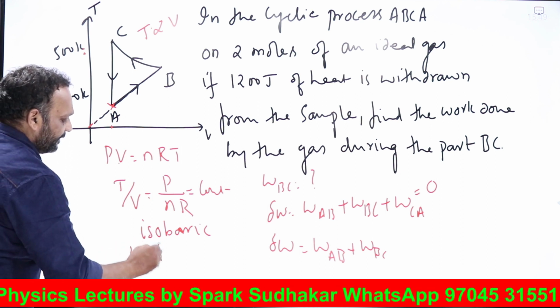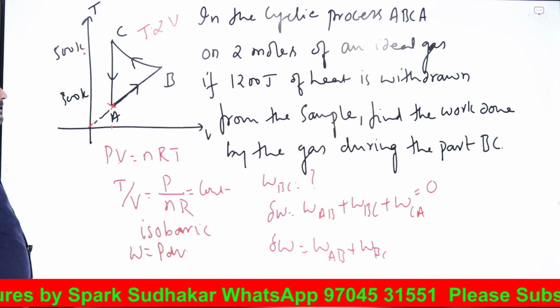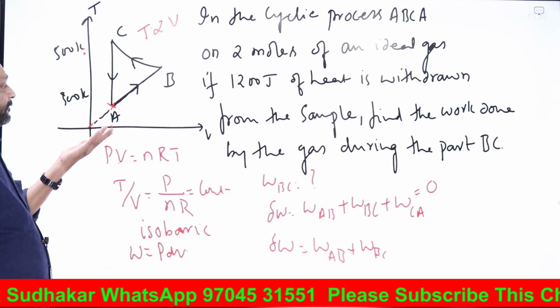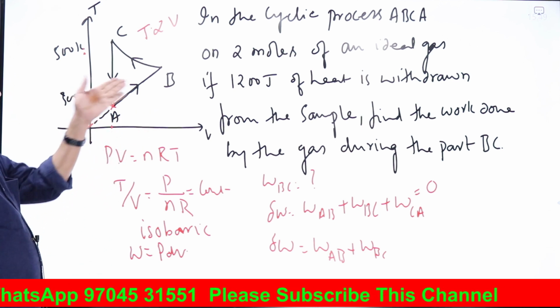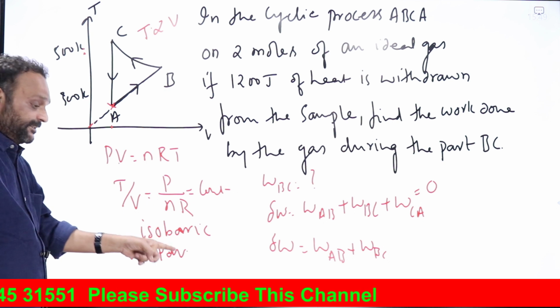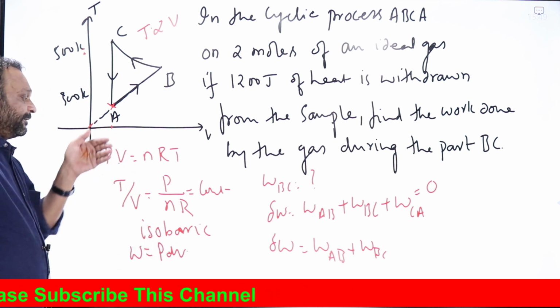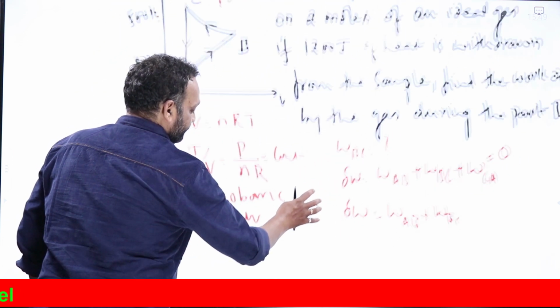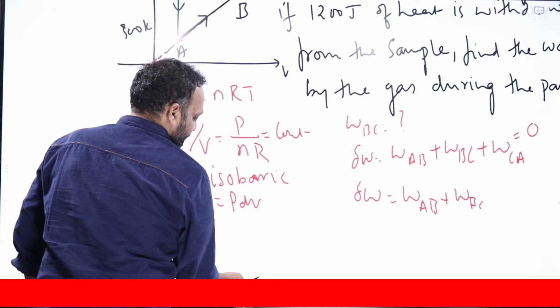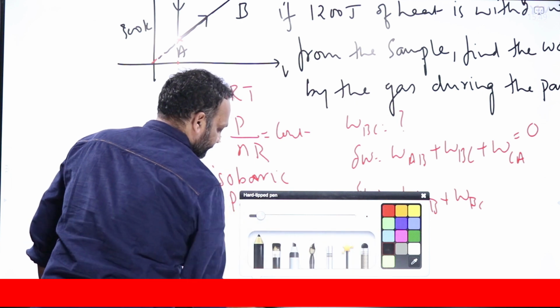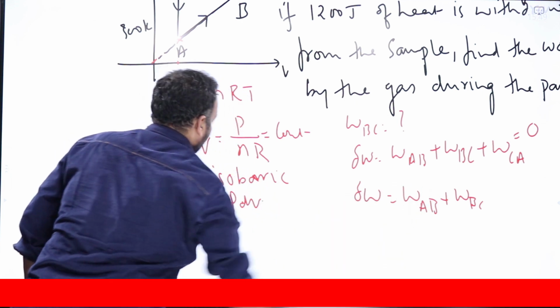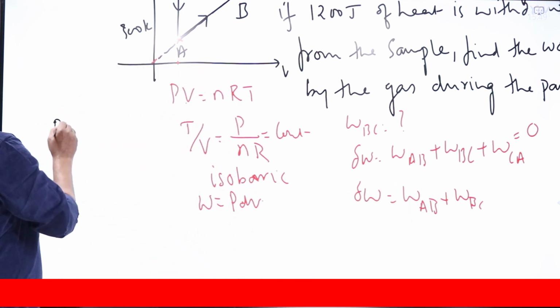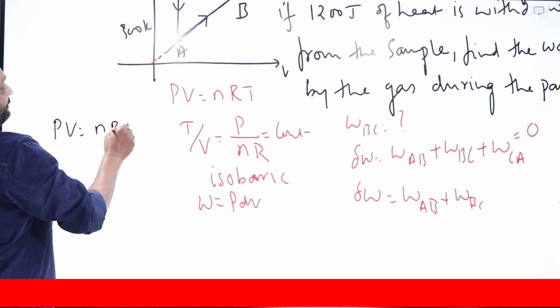W, general formula is PdV. General formula is PdV, but no volume change is given, no pressure is given. So how to evaluate this PdV? We have one more hint. PV equal to nRT, the general formula we have. So PV equal to nRT we are writing.